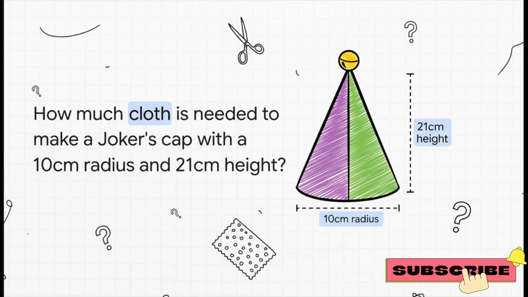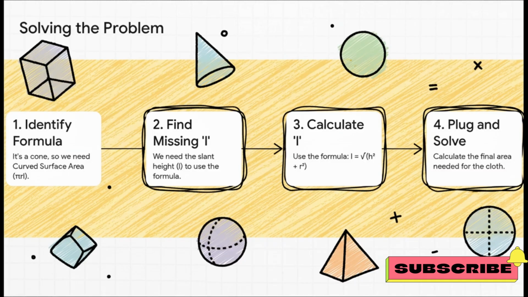It means we need to find the curved surface area, basically the pointy part, not the flat bottom circle. The key here is to follow the process. First, what shape is it? It's a cone. What formula do we need? The curved surface area, which is pi r l.